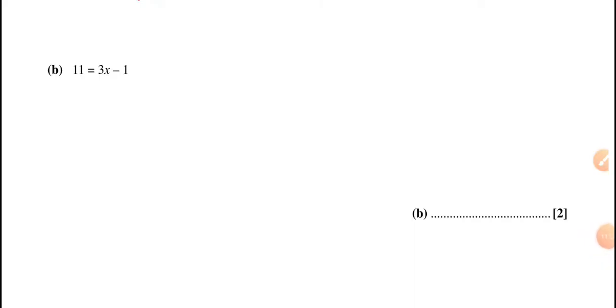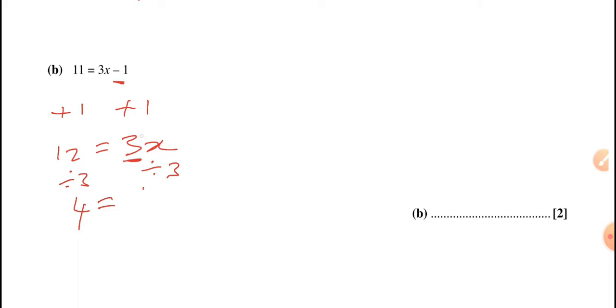Question B, 11 is equal to 3x minus 1. So we need to first get rid of the minus 1 here. So we have to add 1 on this side, we have to add 1 on this side. 11 add 1 is 12, so 12 is equal to 3x. Now we need to get rid of this times 3. So we have to divide by 3 on this side, and we have to divide by 3 on this side. So 12 divided by 3 is equal to 4, and the times 3 and the divide 3 cancel out, leaving x. So we think x is equal to 4.